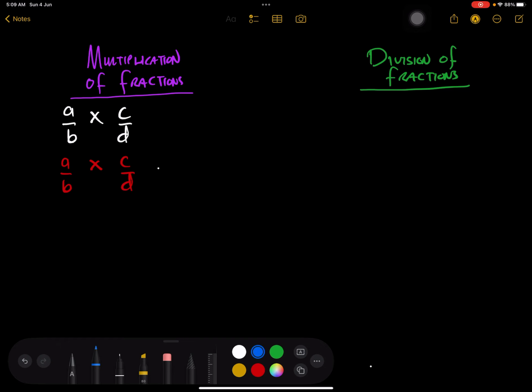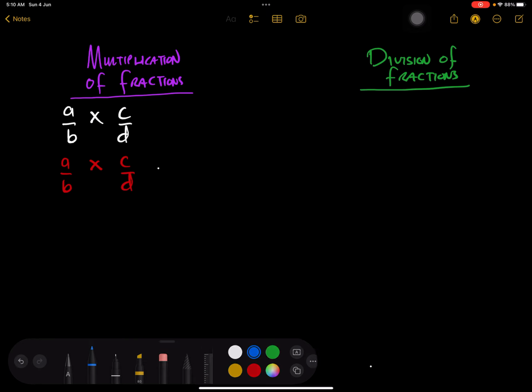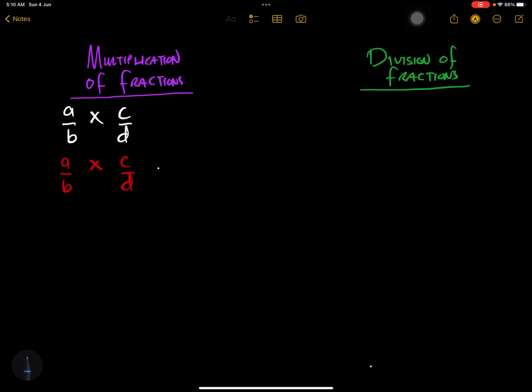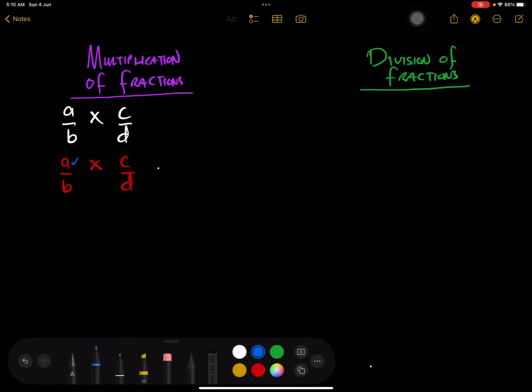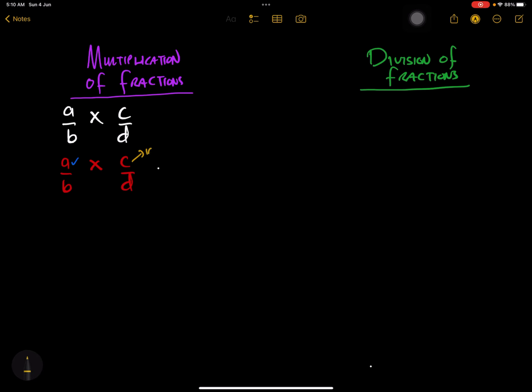Now, the first thing here is to pick any of the numbers. You can decide to pick any of the numbers. So for me, I'm going to pick the number a. The moment I pick this one, I will ignore the number that is next to it at the numerator. I'll ignore this.